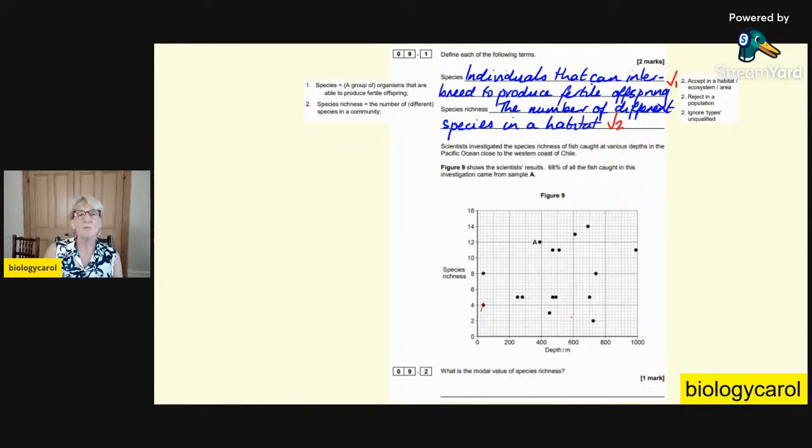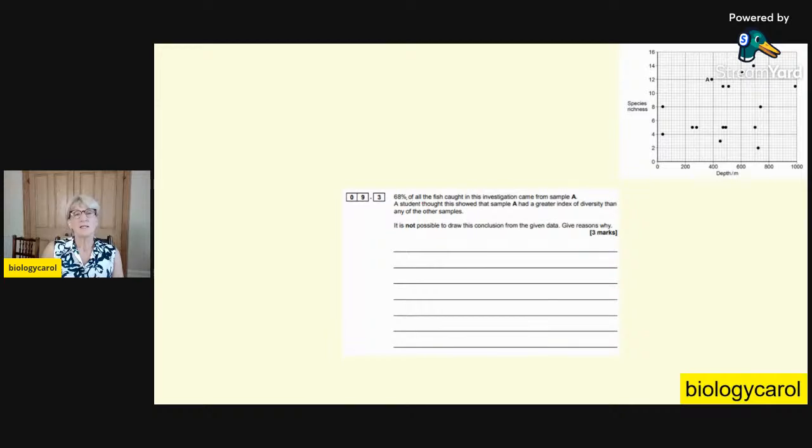First question is, what is the modal value of the species richness? The mode is the most frequent value. So we're looking to see which value of species richness occurs the most times. And it is here. It is 5. 68% of all the fish caught in the investigation come from sample A. This was a huge catch.